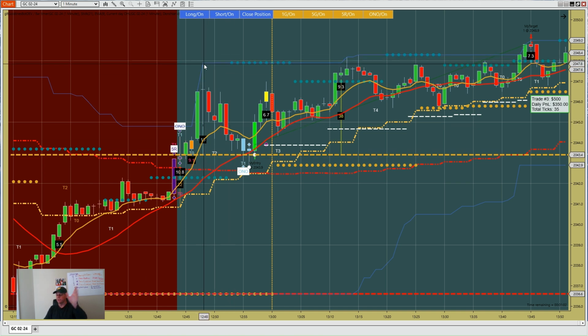Creates a new recent high, rolls right back into your overnight open. Bam. Once again, here's your hammer candle. Here's your entry. There you go. $500. Anyways, that's the power of the overnight open. I wanted to show you that because that is, again, my favorite trade.